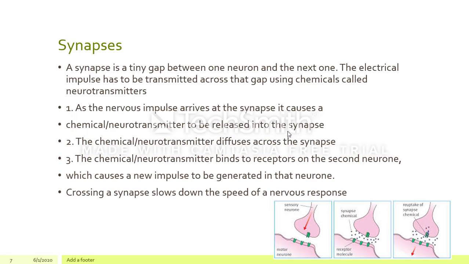The electrical impulse has to be transmitted across the gap using chemicals called neurotransmitters. 1. As the nervous impulse arrives at the synapse, it causes a chemical neurotransmitter to be released into the synapse. 2. The chemical neurotransmitter diffuses across the synapse. 3. The chemical neurotransmitter binds to receptors on the second neuron, which causes an impulse to be generated in the neuron. Crossing a synapse slows down the speed of a nervous impulse.